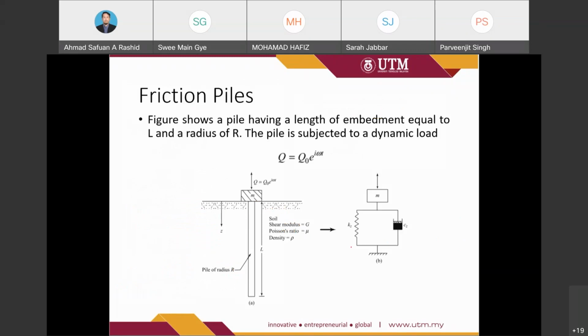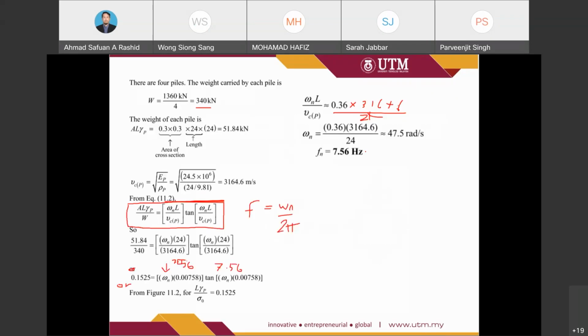I'm sorry, Doctor. Can you repeat the last thing that you just mentioned about why this frequency is being higher and lower? I just said that we need to compare with the frequency from the machine. So if the frequency of the machine is higher, then we need to do something to improve the natural frequency of the pile.